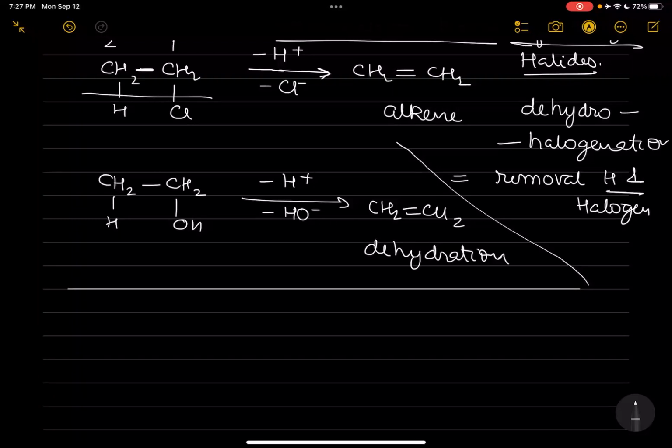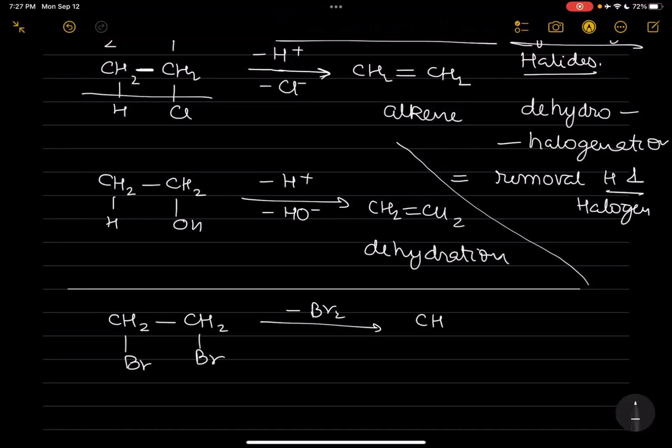And suppose you have two halogen atoms removed. Initially in the first case we were removing hydrogen and halogen. In this we are removing two halogens. So you are again going to get an alkene, and this is dehalogenation.